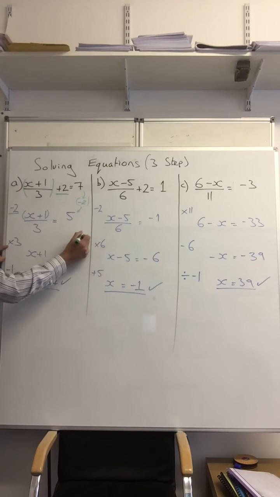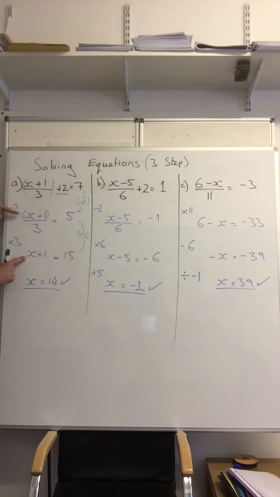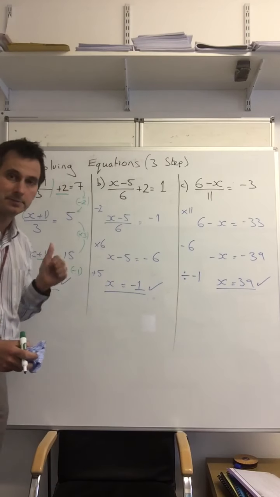So I've got to do the same to both sides. So I've got 5 multiplied by 3 is 15. Copy down what's left. So I've got x plus 1. So hopefully you can start to see that I'm just breaking down the question. I've got x plus 1 equals 15. So how do I get rid of my plus 1? I take away 1 from both sides. So 15 take away 1 is 14. And I'm correct. Hey.